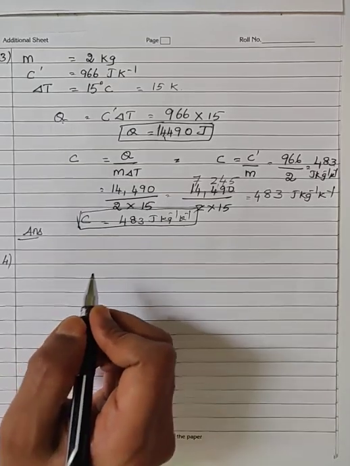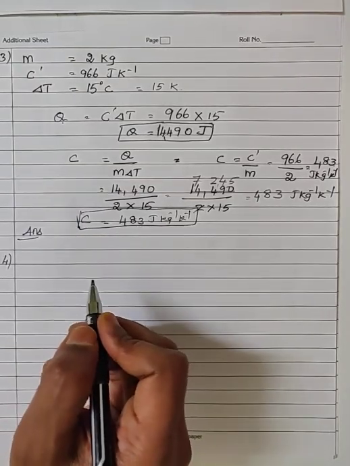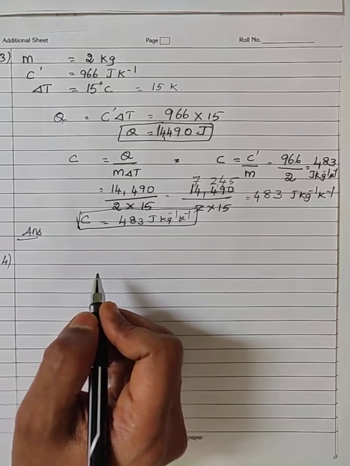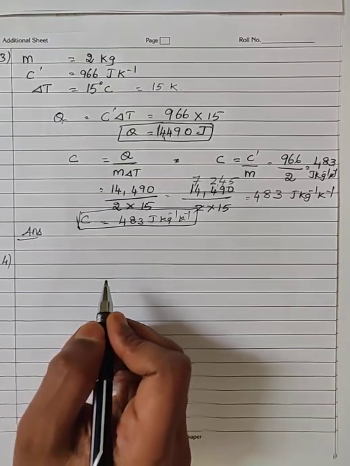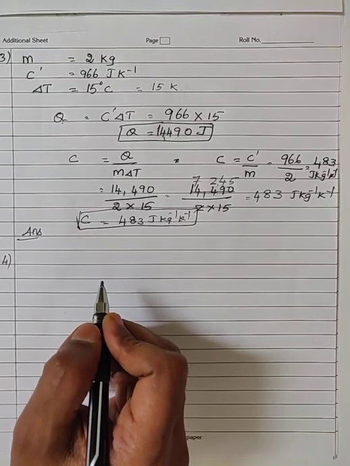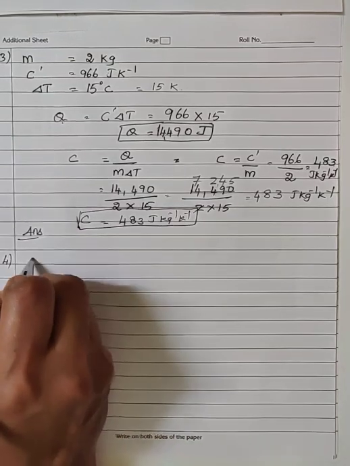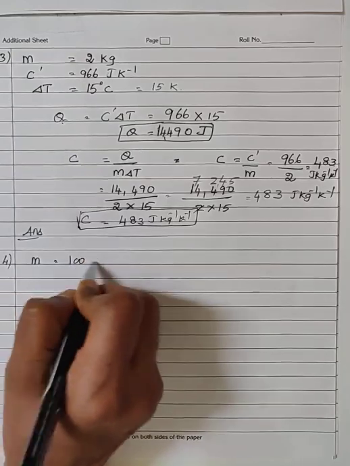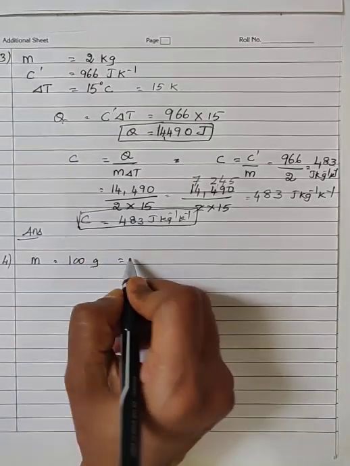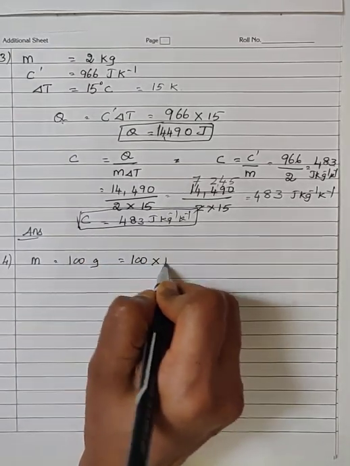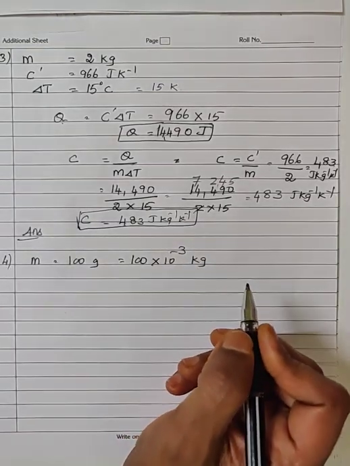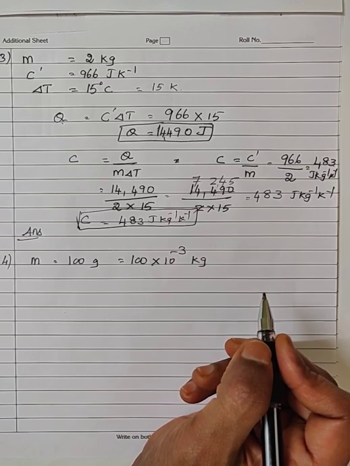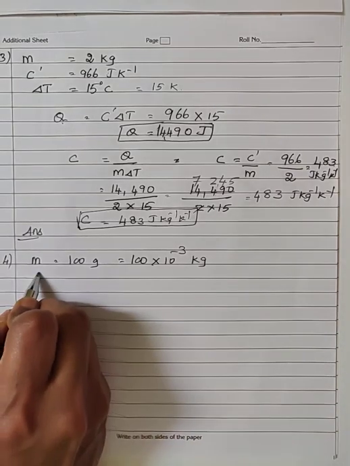Calculate the amount of heat energy required to raise the temperature of 100 gram of copper from 20 degrees Celsius to 70 degrees Celsius. Specific heat capacity of copper is given as 390 joule per kilogram per Kelvin. Here mass of the substance is given as 100 gram. So gram you have to convert into kilogram, that is 100 into 10 power minus 3 kilogram. Next one, the change in temperature of copper is given as 20 degrees Celsius to 70 degrees Celsius.